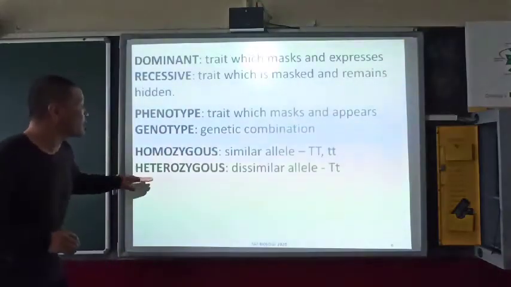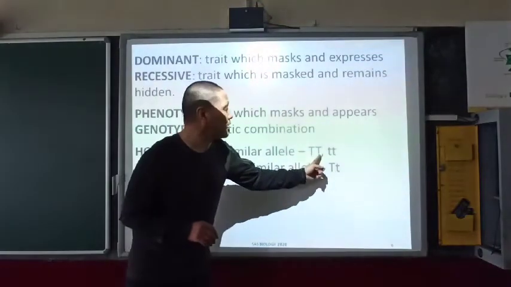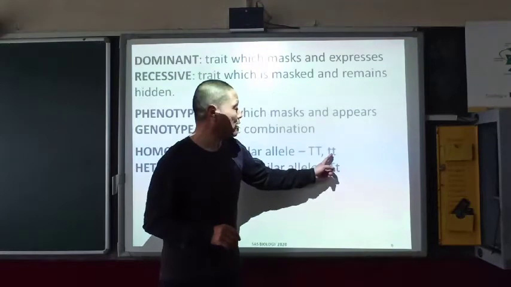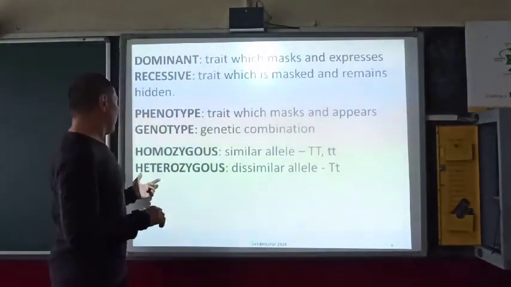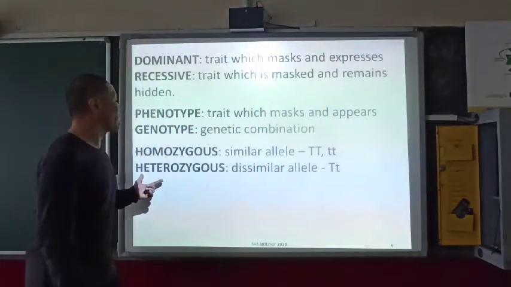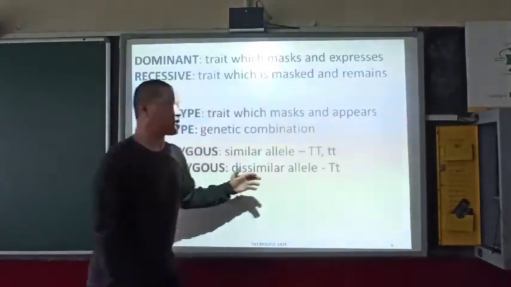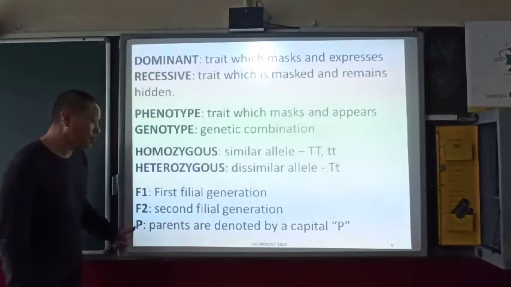Homozygous and heterozygous. When the traits are similar, whether it be capital T or small t, if they're the same, it's called homozygous. When it is dissimilar, then it's called heterozygous. Capital T and a small t, that's the heterozygous. The next one, F1, F2, and P.